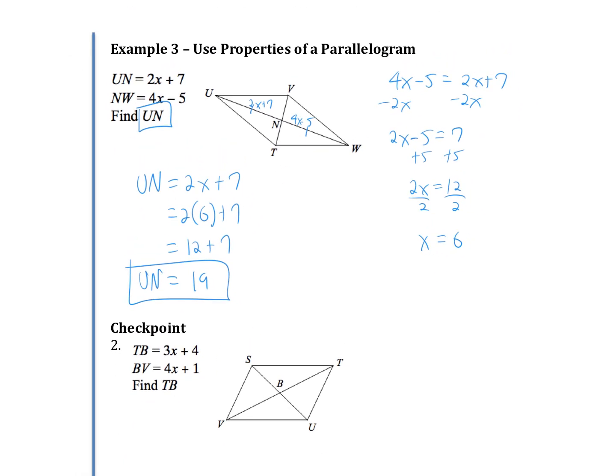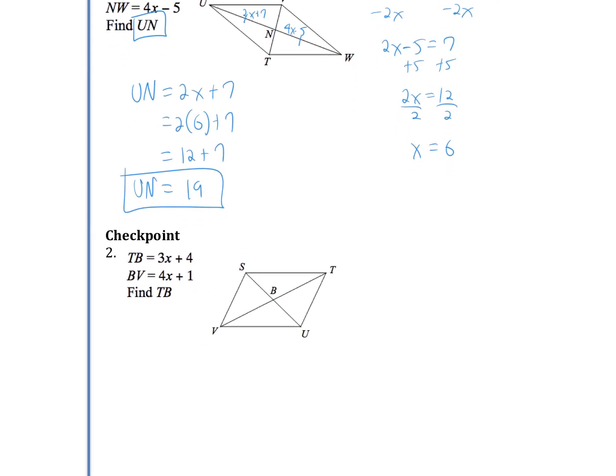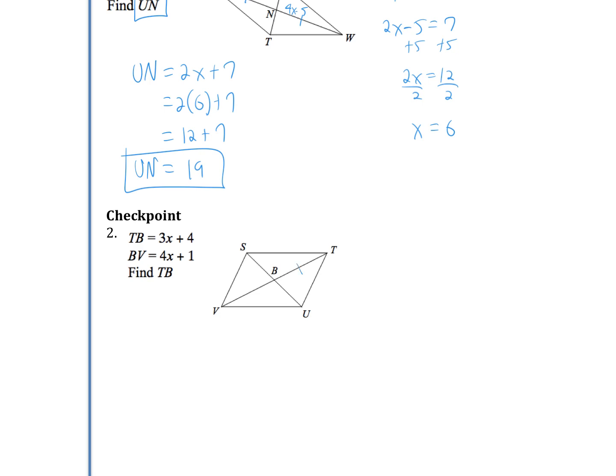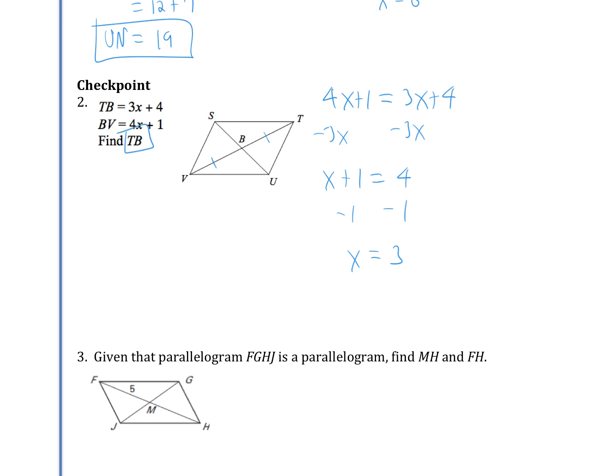All right, I'm going to leave it zoomed out there. Why don't you guys go ahead and see if you can figure out number 2. Okay, same thing here. TB is congruent to BD because these are diagonals, so we can set them equal. So we get 4x plus 1 equals 3x plus 4. Subtract 3x. We get x plus 1 equals 4. Subtract 1. X equals 3. Are we done? We're not. Looking for TB, and in this case, TB is 3x plus 4, so 3 times 3 plus 4, 9 plus 4, and we get TB equals 13.